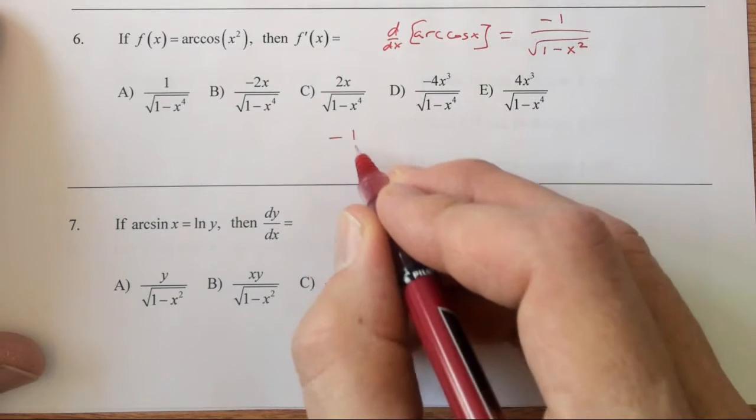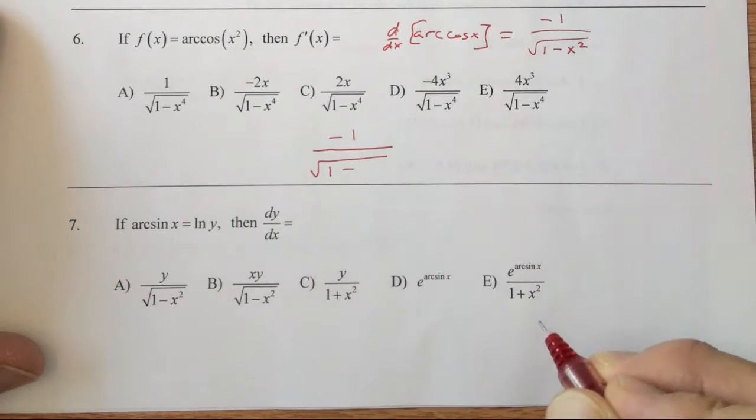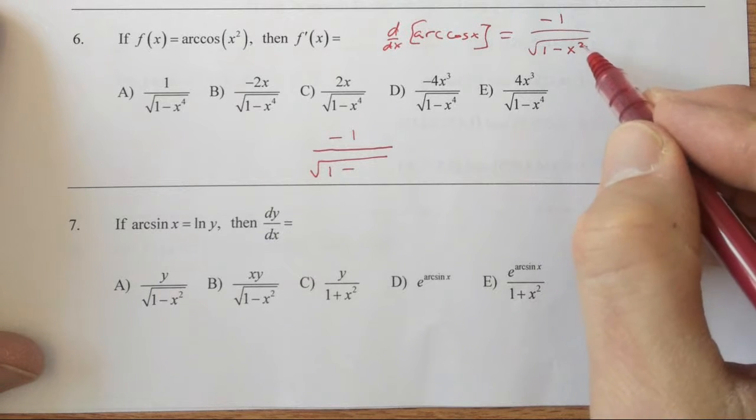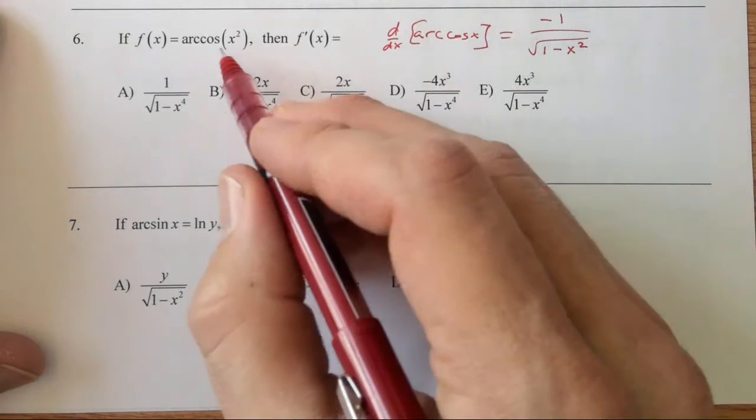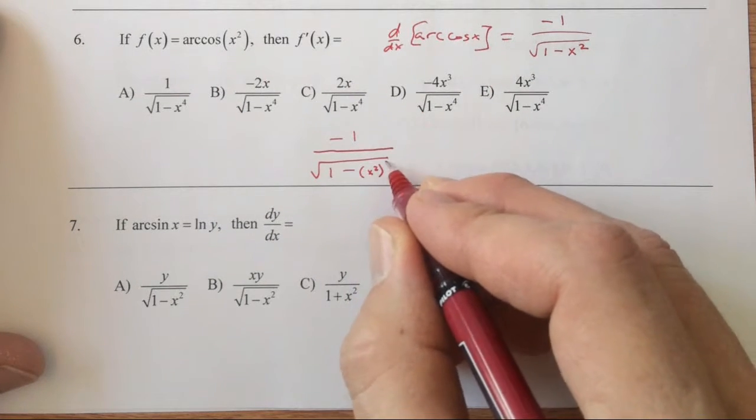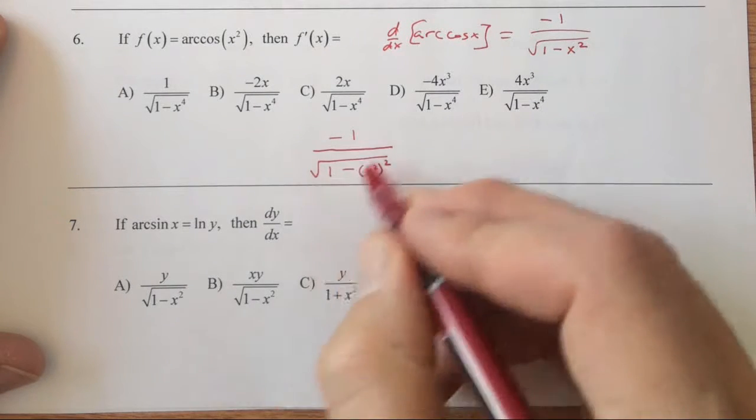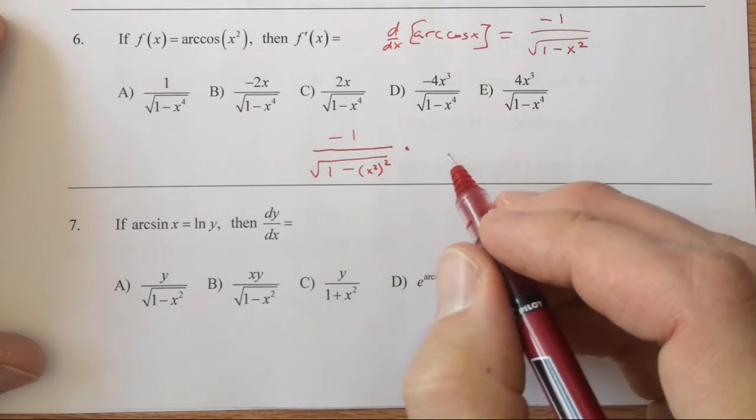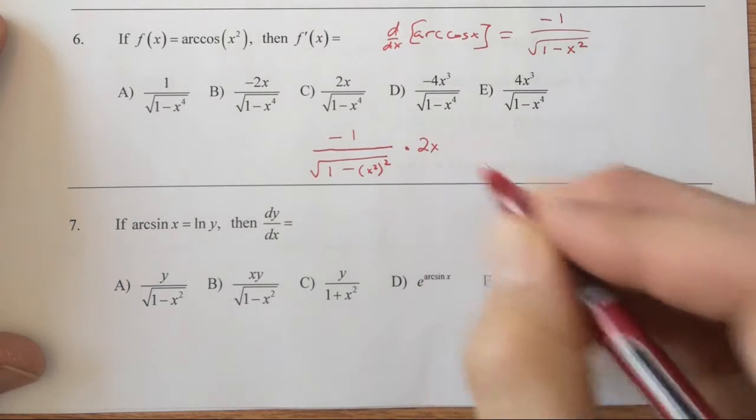So we're going to have -1 over square root 1 minus. Right, same template as what we see up here. But it's not going to be x squared because we have x squared here because we have arc cosine x. Here we have arc cosine of x squared, so we're going to have x squared squared. Okay, so that's keeping the inner function. So we derive the outer function, we keep the inner function, and then we multiply by the derivative of the inner function. And the derivative of x squared is 2x.